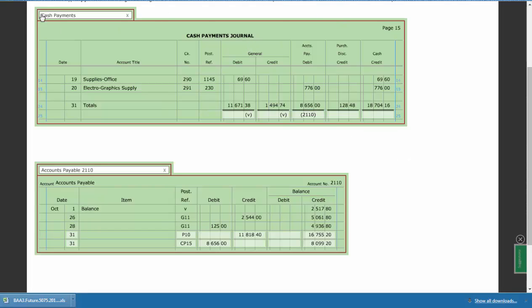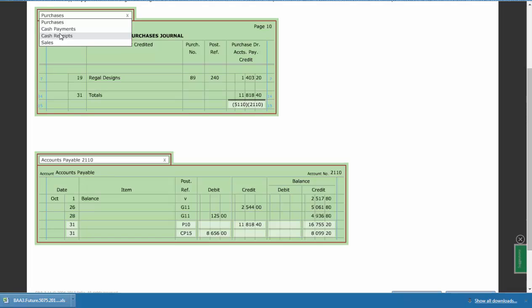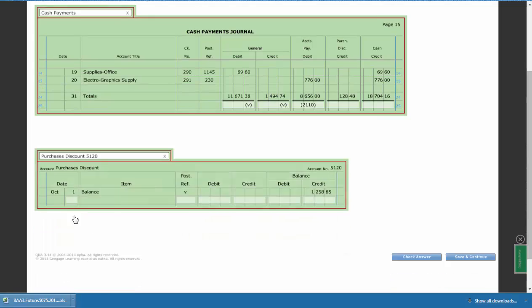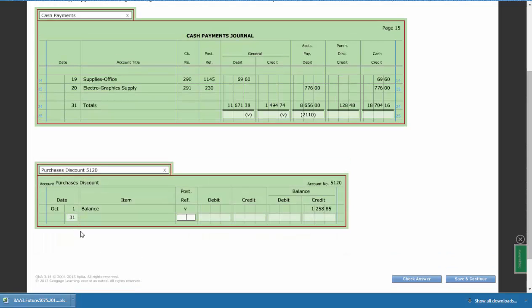Then we need to do purchases discounts. Except I just opened up the wrong journal. Purchases discount is a cost account, or purchases is a cost account. Purchases discount is a contra account to our cost account. Cost accounts have a debit balance, so purchases discount will have a credit balance. I'm going to add those 2 numbers together.